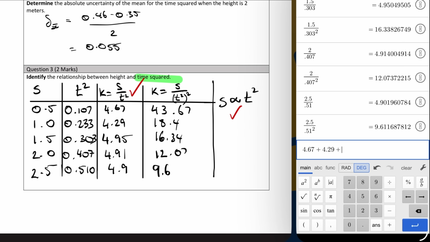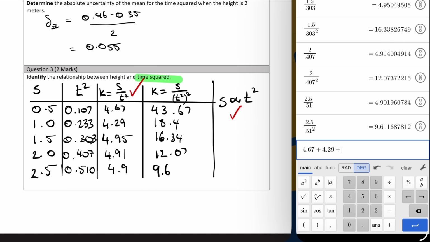So t will be equal to the square root of 5 over 4.7, which is 1.03 seconds. Let's just do a little sense check. Taking that back to the other page, 5 meters is about double this height of 2.5 meters, so our time should be about double, 0.5 seconds. We're on the right track.